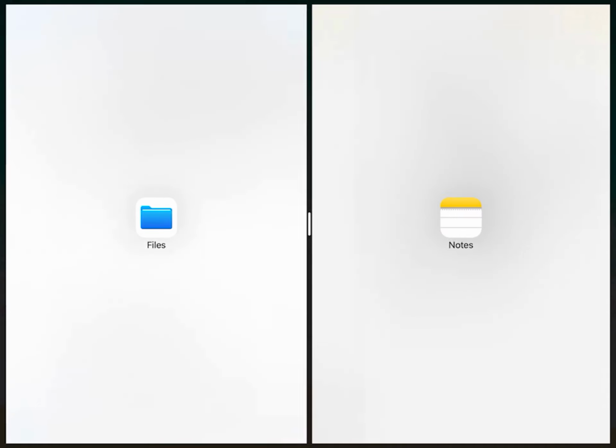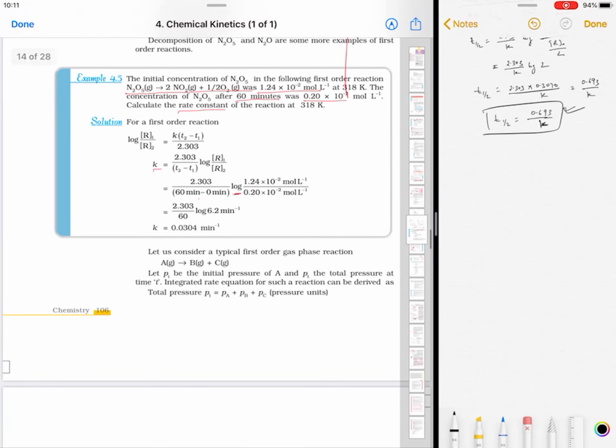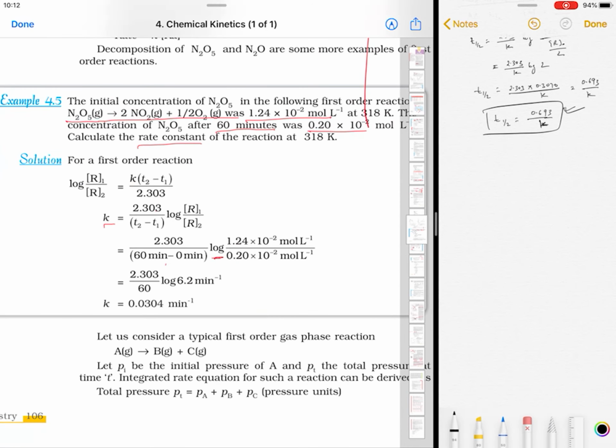We can take some examples of numerical problems based on this integrated rate equation. Here, the initial concentration of N2O5 in the following first order reaction, N2O5 gives 2NO2 plus half O2, was 1.24 × 10 to the power minus 2 mole per liter. Initial concentration is given. After 60 minutes final concentration is given. So initial concentration, final concentration and t are given. We have to calculate the rate constant. So simply we have to substitute the values and we can calculate the rate constant.